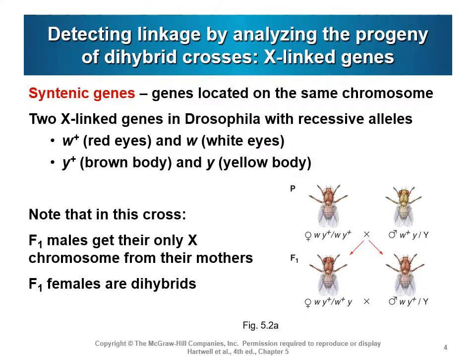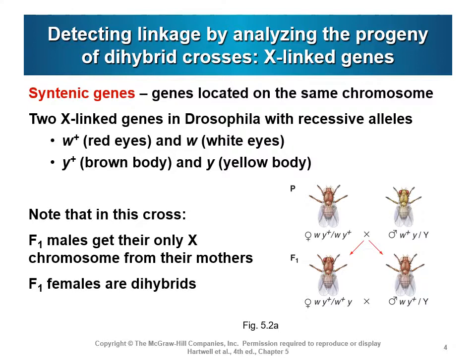So let's look at the situation here. The female parent has white eye and brown body on one X, and also white eye and brown body on the second X chromosome. And the male parent has red eye and yellow body on the X chromosome and also a Y chromosome.